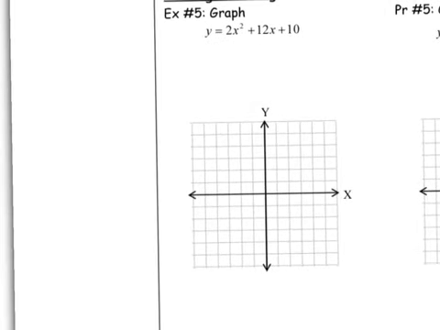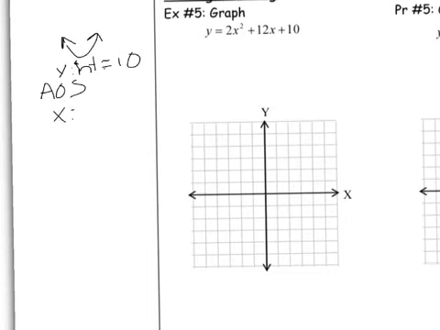So for this one, let's put all the things together that we found out. We know that it opens up. We know that the y-intercept is 10. Sorry, my handwriting's a little horrible there. We know that the axis of symmetry is x equals, remember it was negative b over 2a: negative 12 over 2 times 2, which is 4, so negative 12 divided by 4 is negative 3. And we had a vertex at negative 3, negative 8.